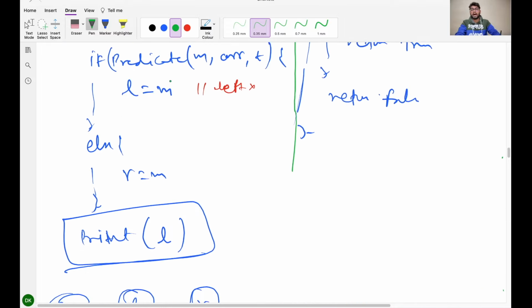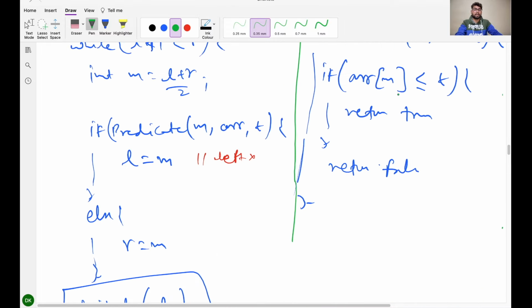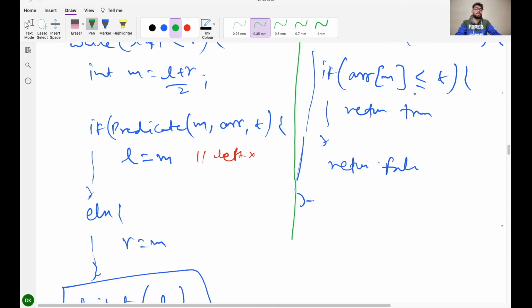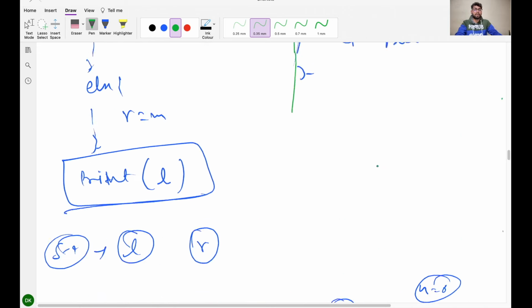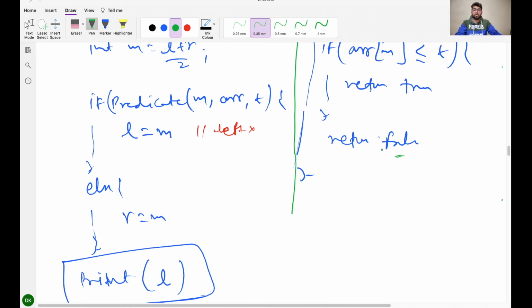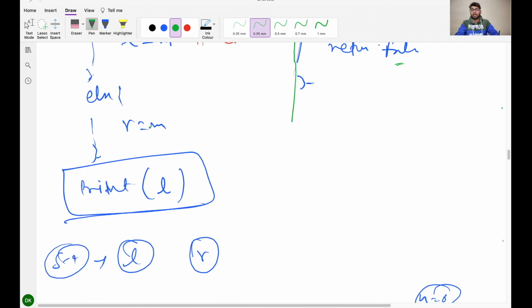That means I have to call a predicate function. In the predicate function I just check if my current element is less than or equal to the target element. That is no, it is greater than the target element, so I return false. While returning false, I update my R equal to M. So here my R is equal to 7. Now my L is equal to 6 and R is equal to 7.